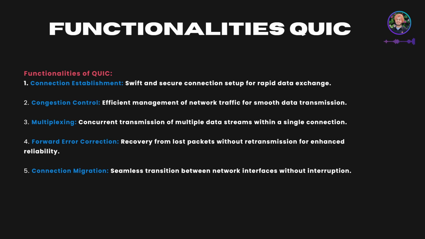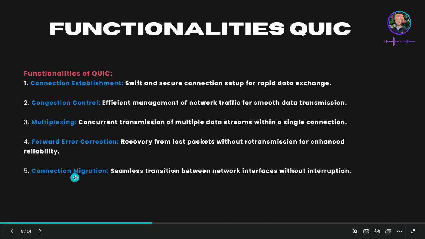Let me tell you how it works. When a sender transmits a data packet, it also sends an additional FEC packet containing redundant information. The receiver uses both the original packets and the FEC packet to reconstruct lost or corrupted data. If a packet is lost during transmission, the receiver can use the FEC information to recover the missing data. This approach reduces the need for retransmission, which can be especially beneficial for real-time applications like streaming media. And the fifth functionality of QUIC is connection migration.